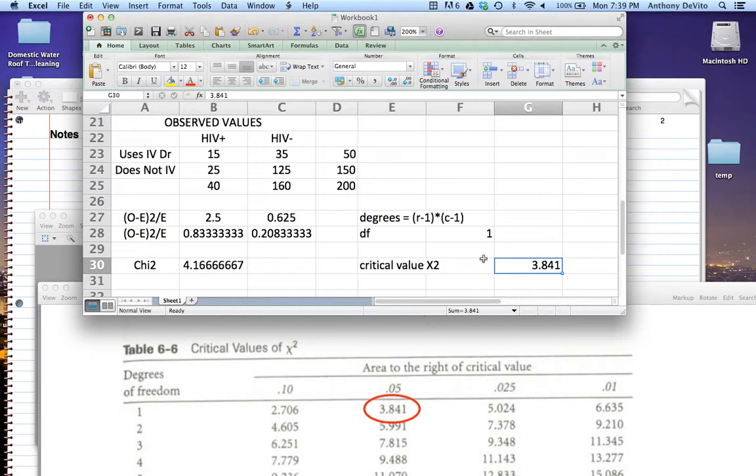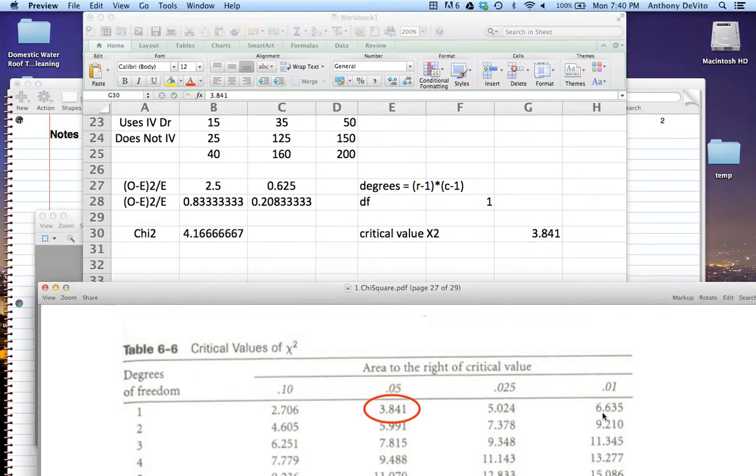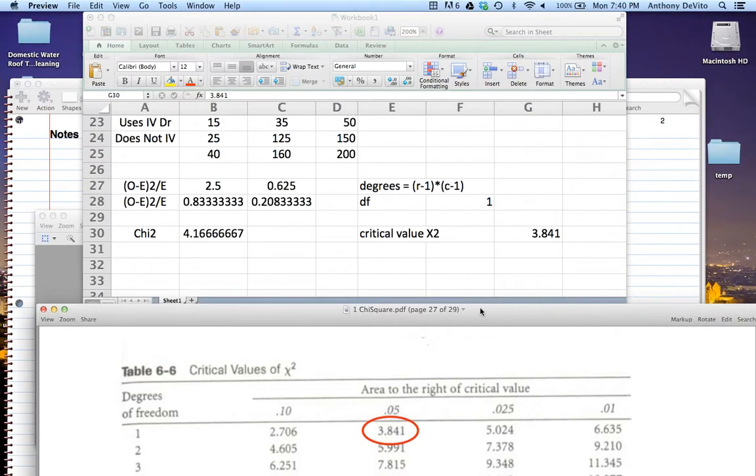Okay, so now let me ask you something. Can we reject our null hypothesis at 99% certainty? In other words, alpha is equal to 0.01. We want to get far enough out there that we're only at 1%. We can't, because we would have a critical value of 6.6 instead of 3.84. Very good.